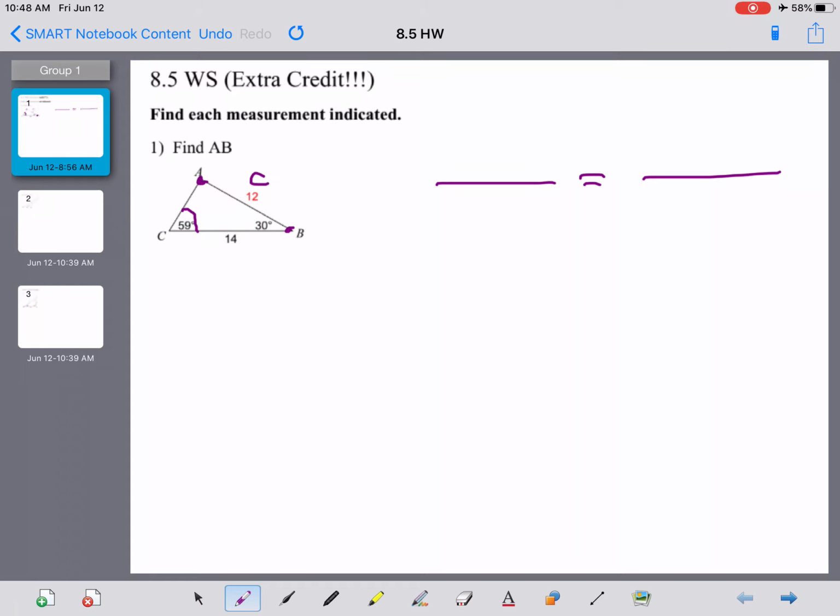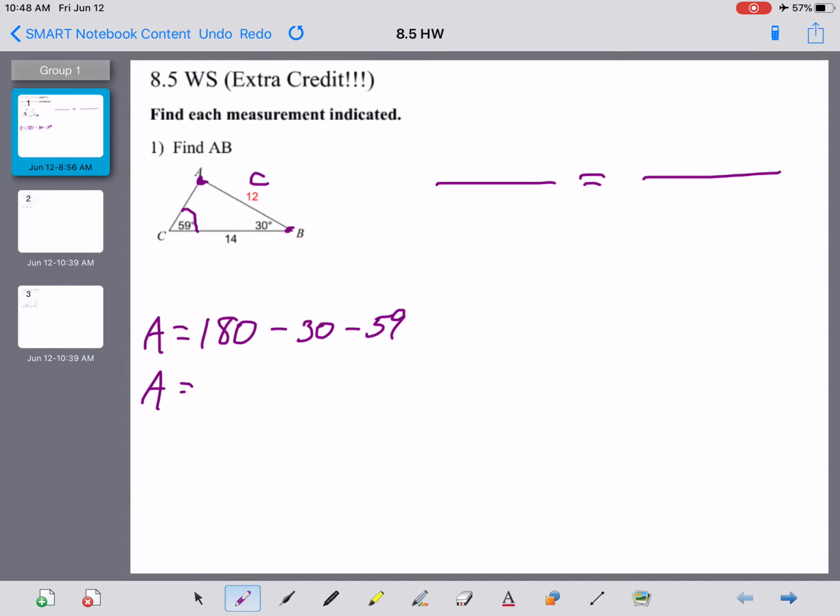Now, the interesting thing right here is that the only side length that we know is that 14. That means we're going to have to figure out the measure of angle A before we do anything else. To find the measure of angle A, we're going to start with 180 degrees and subtract the measures of the 2 angles that we already know. We know that angle B is 30 degrees, and we know that angle C is 59 degrees.